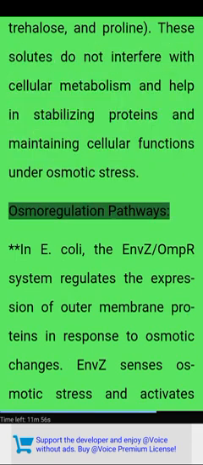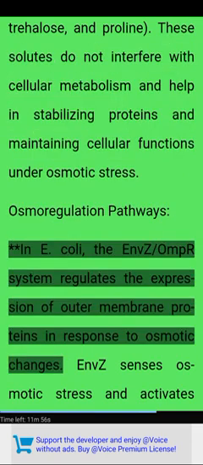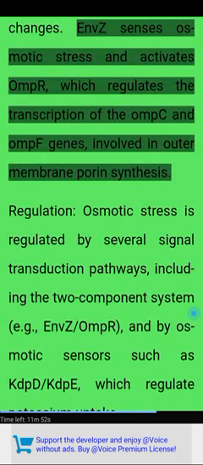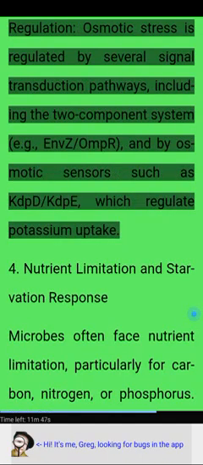osmotic stress. Osmoregulation pathways. In E. coli, the EnvZ-OmpR system regulates the expression of outer membrane proteins in response to osmotic changes. EnvZ senses osmotic stress and activates OmpR, which regulates the transcription of the ompC and ompF genes involved in outer membrane porin synthesis. Regulation. Osmotic stress is regulated by several signal transduction pathways, including the two-component system, e.g., EnvZ-OmpR, and by osmotic sensors such as KdpD, which regulate potassium uptake.